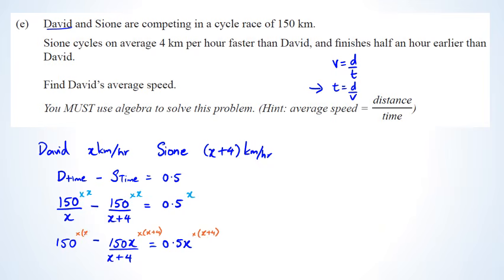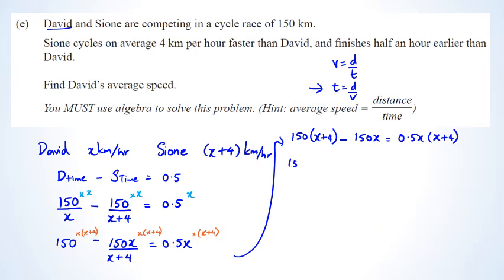And multiply this also by x plus 4. So what I'm going to end up with is 150 multiplied by x plus 4 minus, now here the two x plus 4's cancel out each other, and I get 150x is equal to 0.5x multiplied by x plus 4. Now what I need to do is expand the brackets. So I've got 150x plus 600 minus 150x equals 0.5x squared plus 2x.